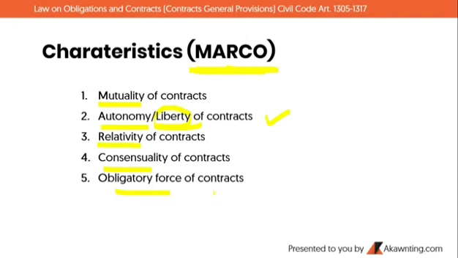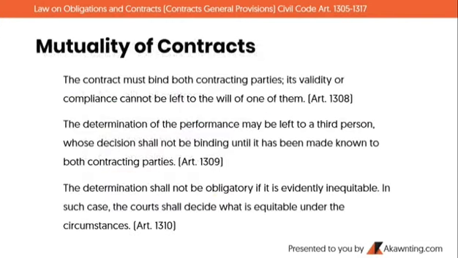Let's start with mutuality of contracts. So, what is mutuality of contracts? The contract must bind both contracting parties. Its validity or compliance cannot be left to the will of one of them. Okay? Ibig sabihin, kapag may dalawang parties na pumapasok sa isang kontrata, hindi pwede na yung validity ng contract or yung compliance ng contract or kung ano man yung ini-stipulate within the contract ay nakarest lang sa isang tao. Hindi pwede na nakasalalay lang sa kanya.